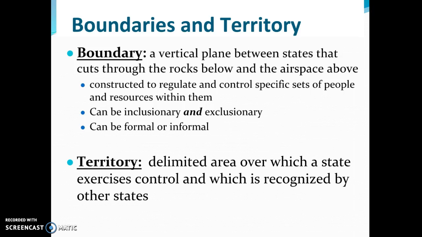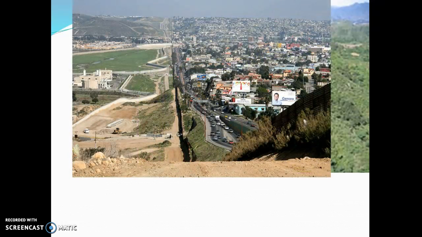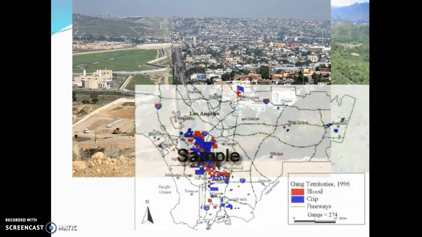When we talk about boundaries, boundaries are created in order to delimit an area over which a state would have control, or a good synonym there, a state exercising control over an area, is state sovereignty. So a territory would be an area where a state has sovereignty and is recognized by other states. Some examples of borders or boundaries in the past. This used to be a very formal boundary between China and, of course, the Mongols. However, today it's an informal boundary. Today, this is actually the border between the US and Mexico. This is a formal boundary, again, by law.